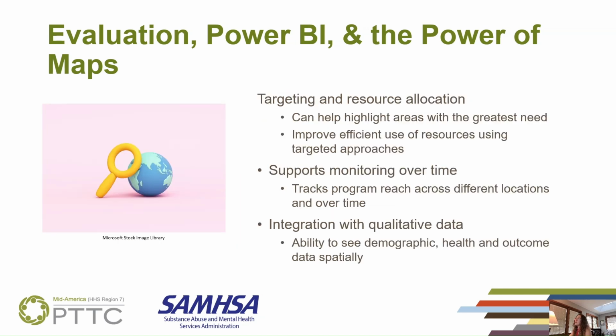So what else? Targeting and resource allocation. Maps help with highlighting areas with the greatest need. It helps improve the efficient use of resources using targeted approaches. It helps support monitoring over time, so you can track program reach across different locations and over time. With Excel, there's filtering that you can do in Power BI with that time field. And you can integrate with qualitative data, so you have the ability to see demographic, health, and outcome data spatially.